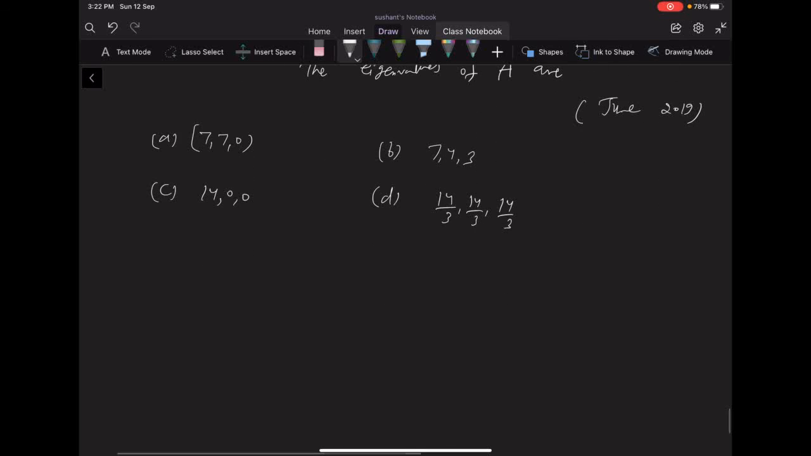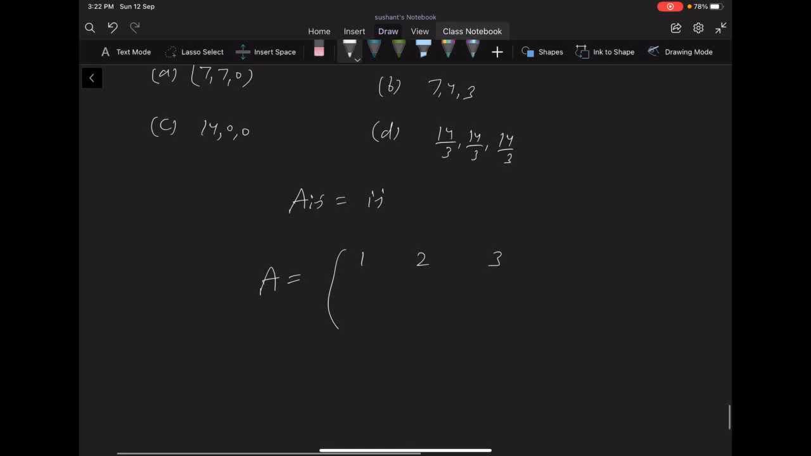So Aij is given as i times j. If we write matrix A, the first element will be 1 into 1, just 1. Second element, 1 into 2, which is 2. Then 1 into 3 is 3. 2 into 1 is 2. 2 into 2 is 4. 2 into 3 is 6. 3 into 1 is 3. 3 into 2 is 6. And the last element is 3 cross 3, which is 9. So this is the matrix A.